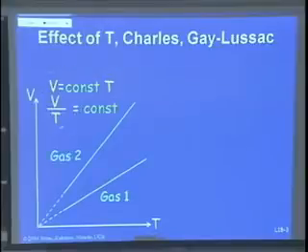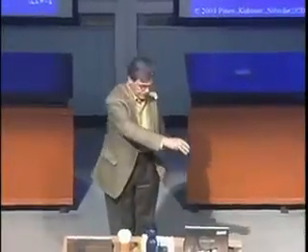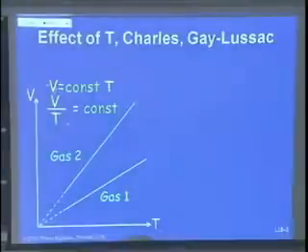V over T is a constant, you need to remember that. And how did I show that? I had this balloon, and I decreased the temperature by putting it in liquid nitrogen. What happened to the volume? It decreased, okay? So the volume decreased and the temperature decreased, because this is the same value for the same gas, and the gas was air.